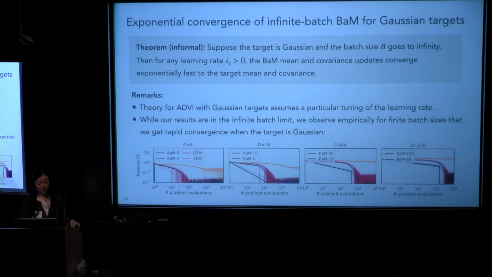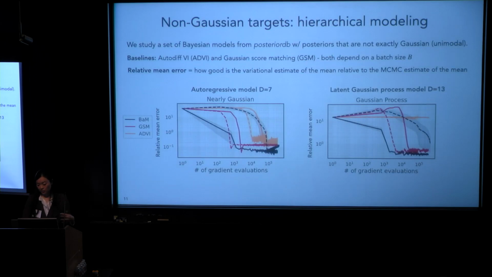So here in each panel, I'm showing Gaussians with an increasing number of dimensions, and the batch size is denoted in the label. And the x-axis here represents the number of gradient evaluations, and the y-axis represents the reverse KL. For non-Gaussian targets, we also tested this empirically, and we see similar behavior.